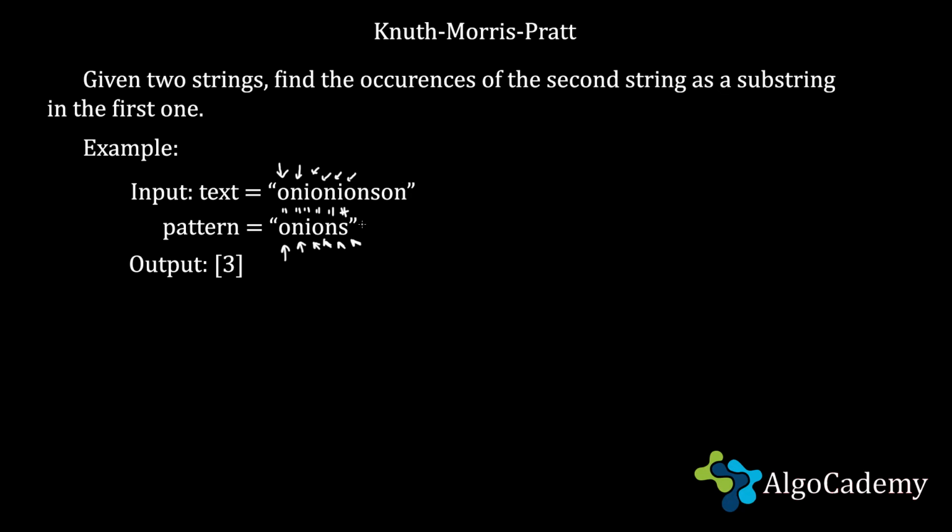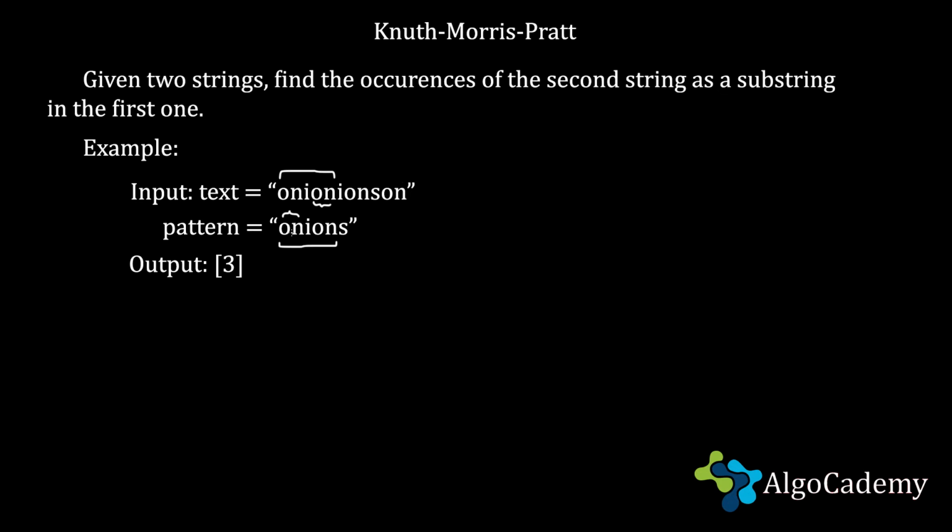Once we have found the 2 corresponding distinct characters, we are going to actually move 1 step back and keep only the characters that are equal. So in this case, we are moving 1 step back and only keep onion, which is also equal to onion here. And what we are going to do next is actually find the longest suffix of this substring, which is a prefix here. In this example, it is on.